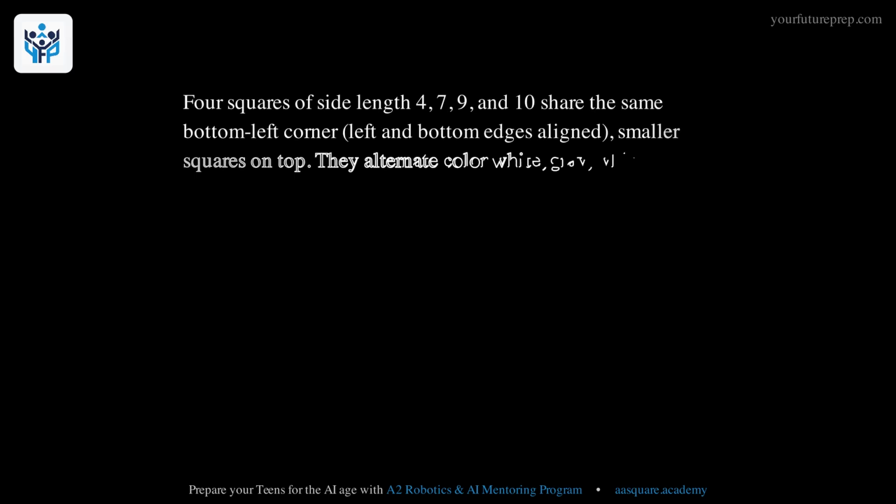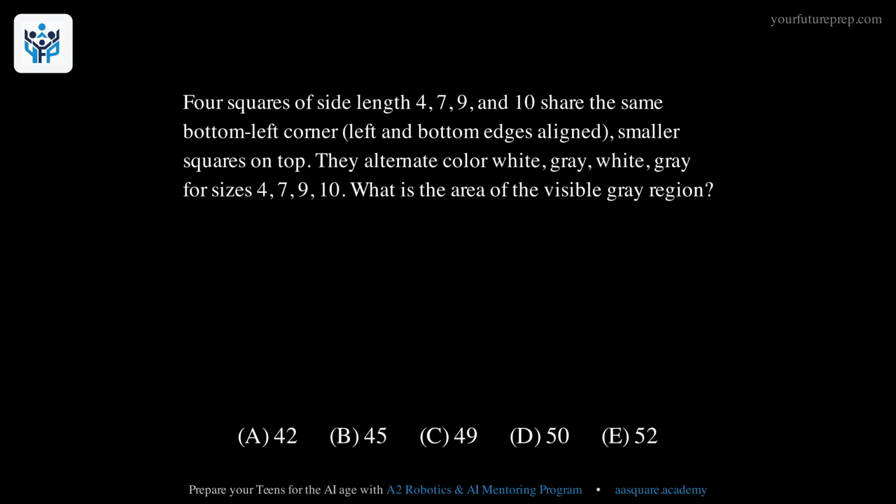4 squares with side lengths 4, 7, 9, and 10 are stacked in the same bottom left corner. So their left edges and bottom edges all line up. The smaller squares sit on top of the larger ones.